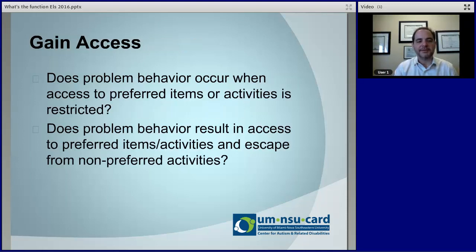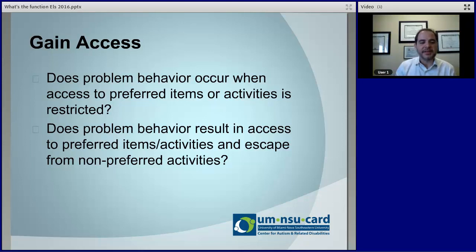So that one can be a little bit of a challenge, but we have to look at those possible sources of attention. And then gain access. So does the problem behavior occur when access to preferred items or activities are restricted? Yes. Does the problem behavior result in access to preferred items and escape from non-preferred activities? Yes. Then there's probably an access tangible toy play function. Child is engaging in this behavior when items are removed, when items are restricted.